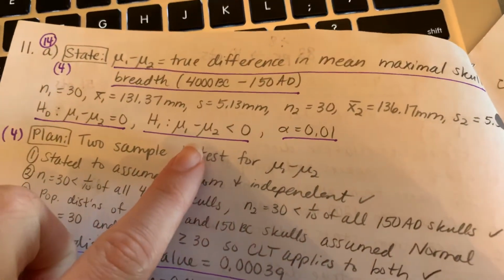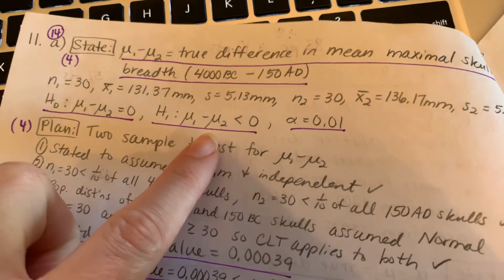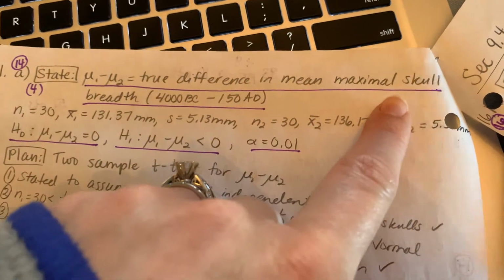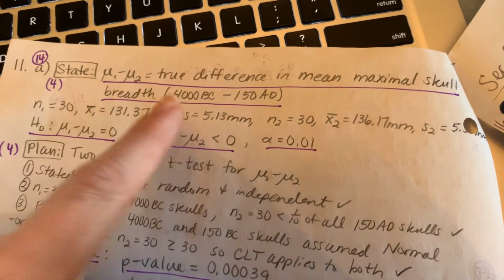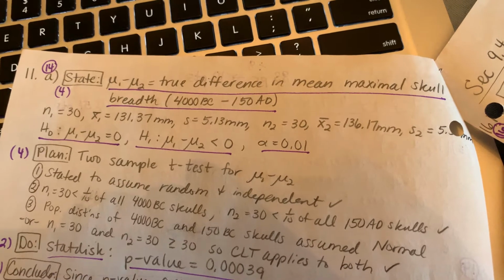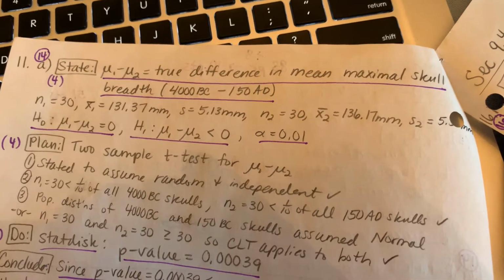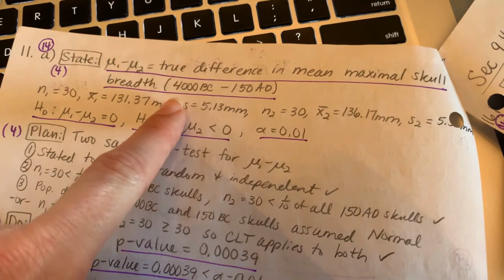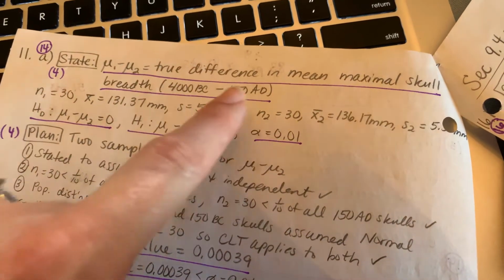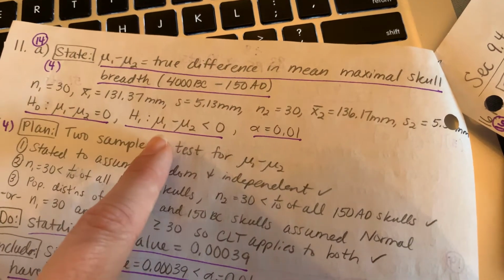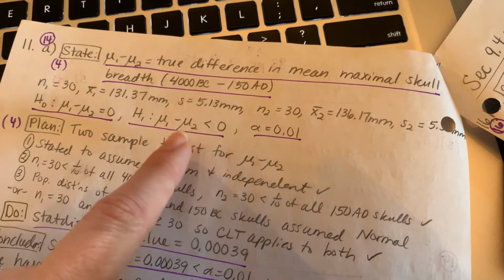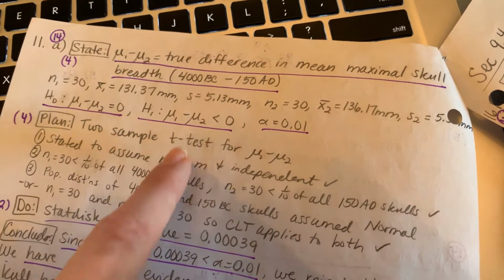The same thing holds true for number 11. Except its alternative hypothesis should be mu1 minus mu2 is less than 0, because we're talking about these mean maximal skull breadths, and it says it thinks 4,000 BC is less than 150 AD. Since it mentions 4,000 BC first, mu1 represents the mean of 4,000 BC, and mu2 represents the population mean from 150 AD. So if 4,000 BC is less, then mu1 minus mu2 is a negative value less than 0. So again, you have to change your alternative hypothesis in StatDisk.